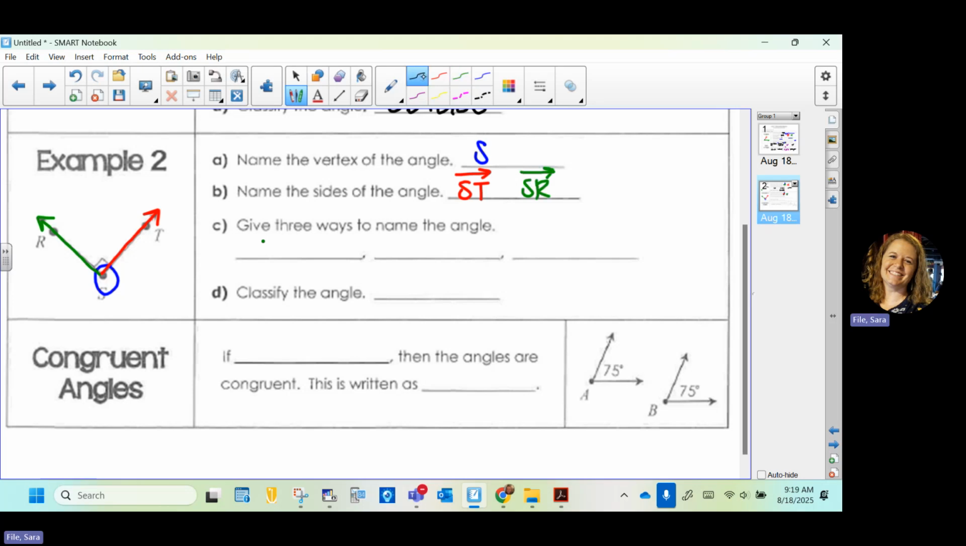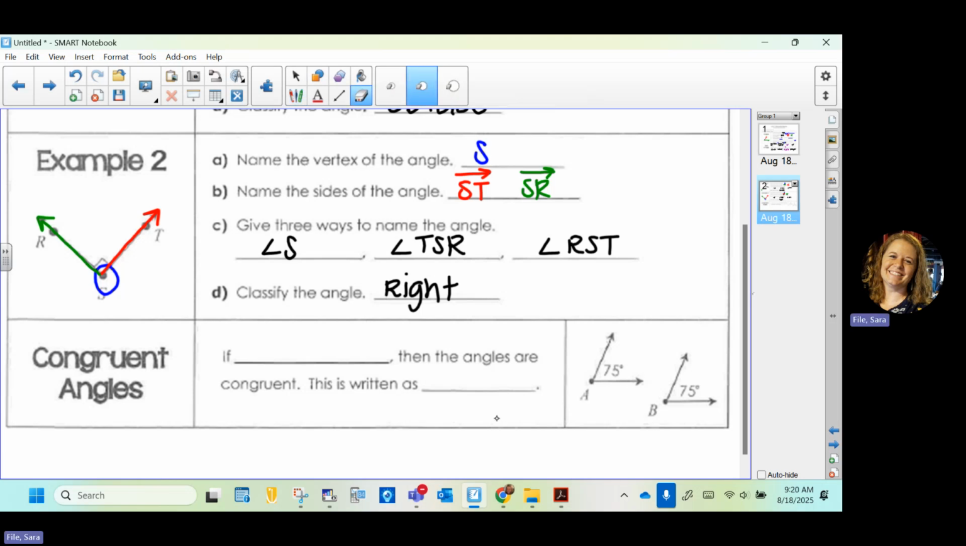All right, now 3 ways to name this angle. Yep, we could name it with just the vertex. How else? Yep, I could go right to left, TSR, or left to right, RST. Could I say TRS? No. Could I say RTS? No. S, the vertex, has to be in the middle. Okay, and there's a marking on that angle that tells us what? It's 90 degrees. It's a right angle. Good, 90-degree angle.